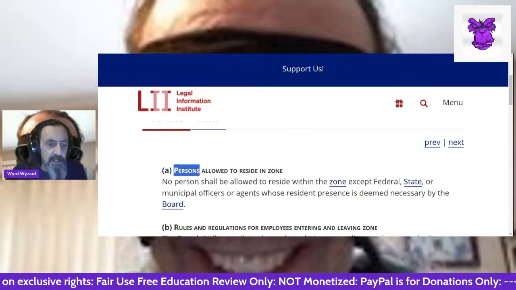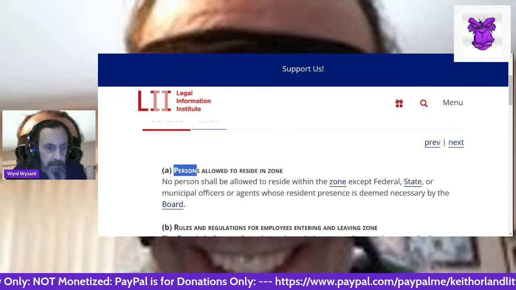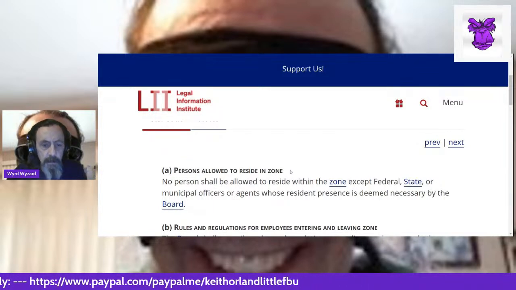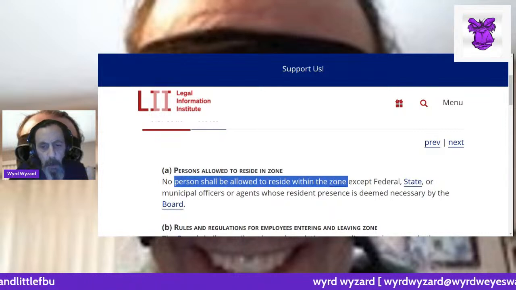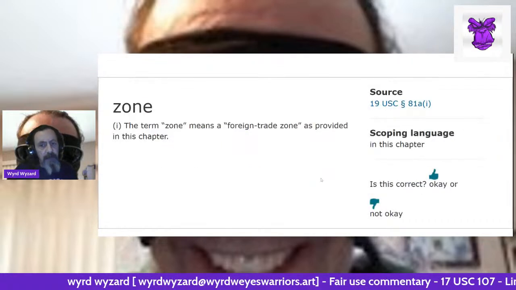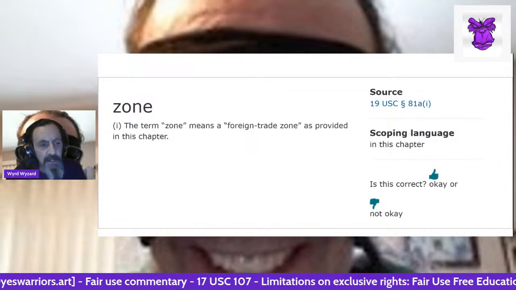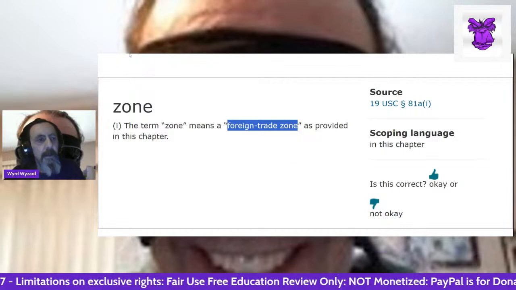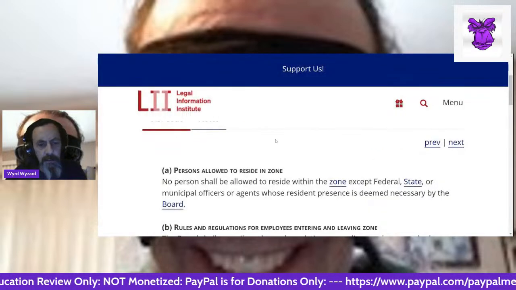Under A, it says persons allowed to reside in zone. So remember who the person is. We went over that. I already had the definition of person. Allowed to reside in zone. It says no person shall be allowed to reside within the zone. And you'll notice it's blue line highlighted. And when we click on that, it tells us the definition of zone, which is from 19 U.S.C. 81A, subsection I. It says the term zone means a foreign trade zone. Okay? So we're dealing with a trade zone, a foreign trade zone.